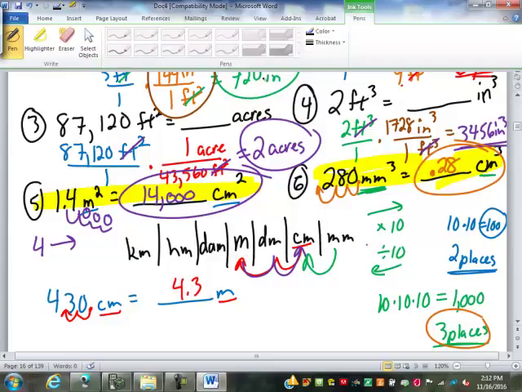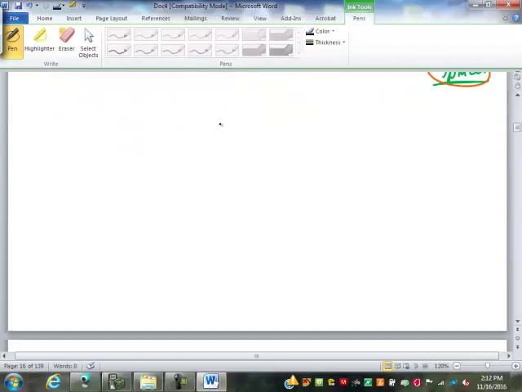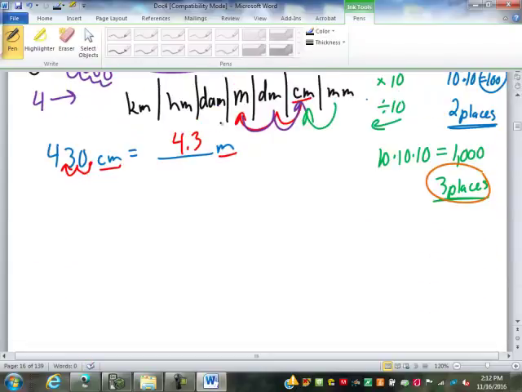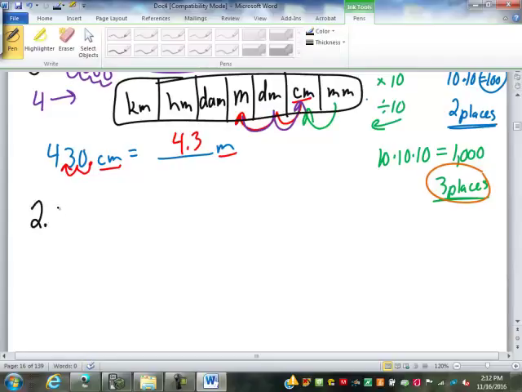Let's do some more of those since we're working with the metric system. Let's keep it up. So I'll leave my chart on the top of the page here. Let's look at 2.3 centimeters squared going into millimeters squared.